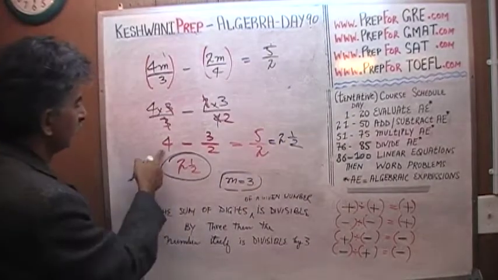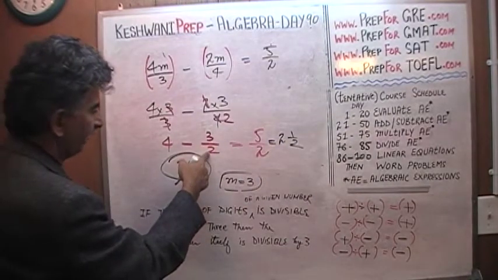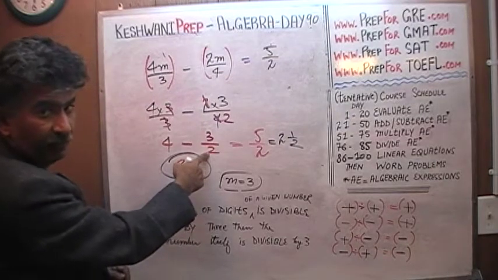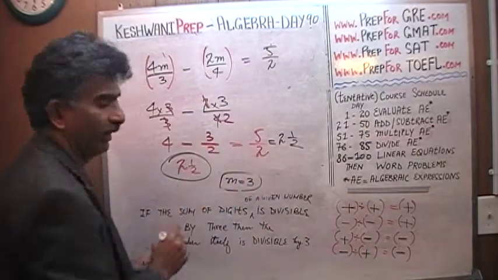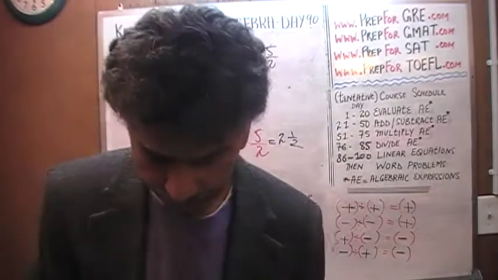Which is what we found here. 4 minus 1 and a half. This is 1 and a half. 3 halves, as I already explained, is 1 and a half. 4 minus 1 and a half is 2 and a half. 5 halves is 2 and a half. It works. It fits. Everything is fine. That's all.